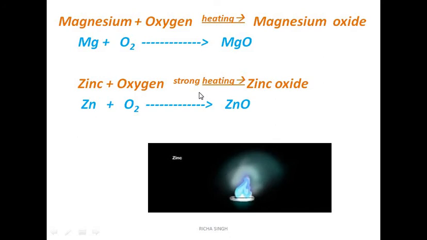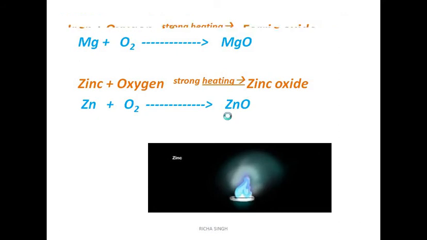Same way, zinc plus oxygen on strong heating. Okay, zinc needs more heat. Then only it will be forming zinc oxide. The chemical equation is Zn plus O2. It is giving ZnO.